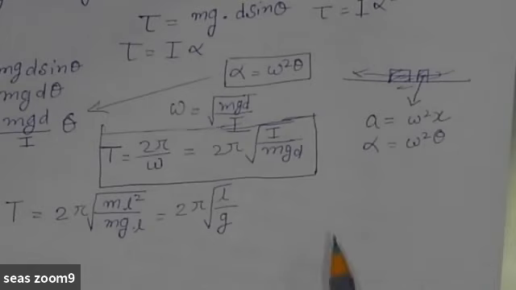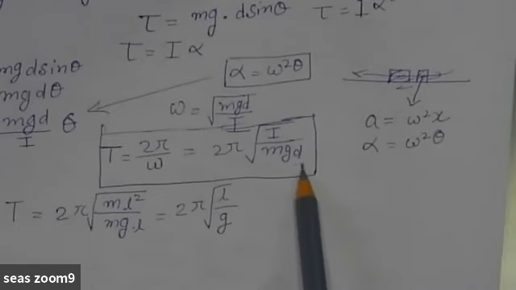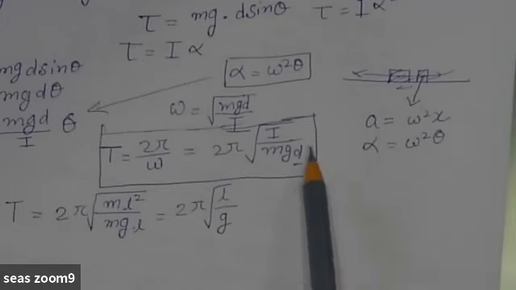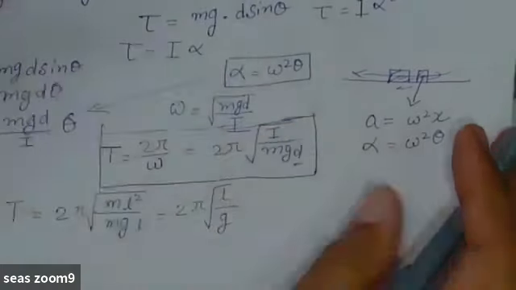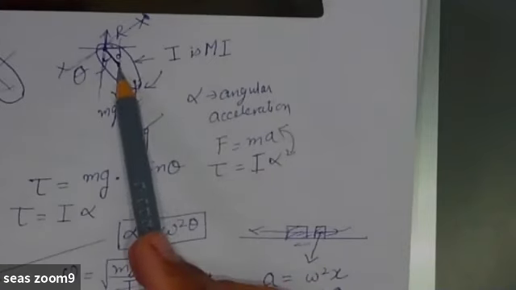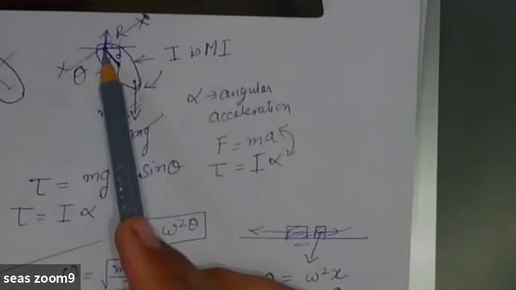Again, see, this formula says that the time period depends on d. And what is d? d is the distance of the center of gravity from the pivoting point. Okay, d is here the center of gravity of this whole system from this pivoting point. So again, the time period, and the frequency, depend on d.